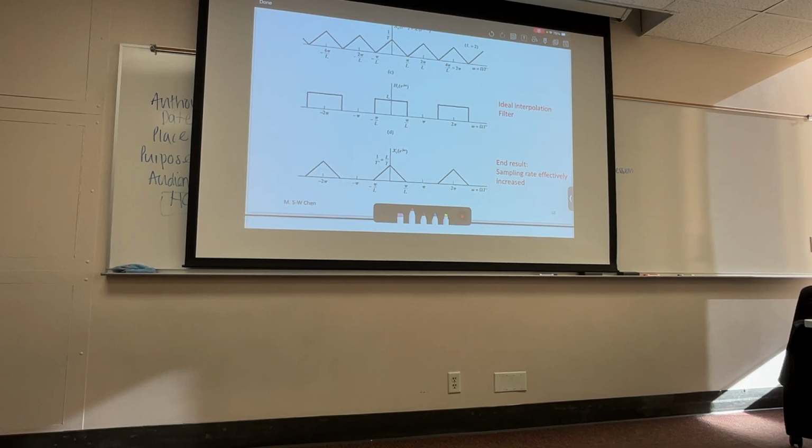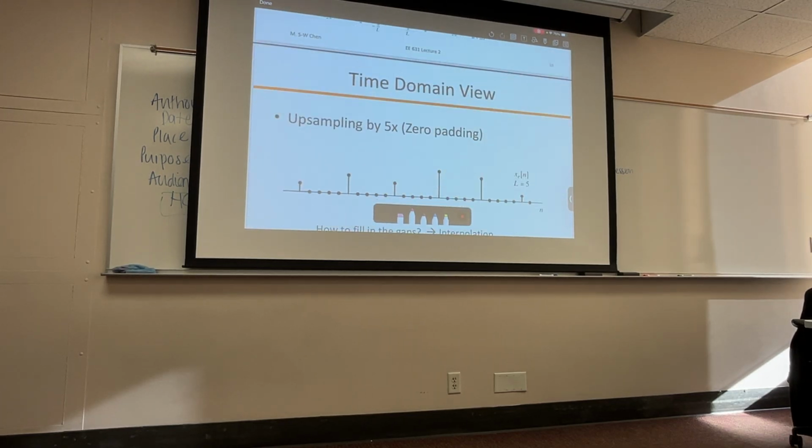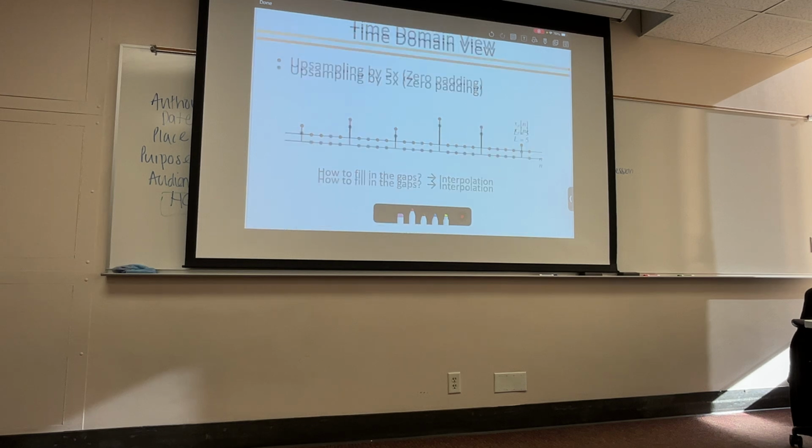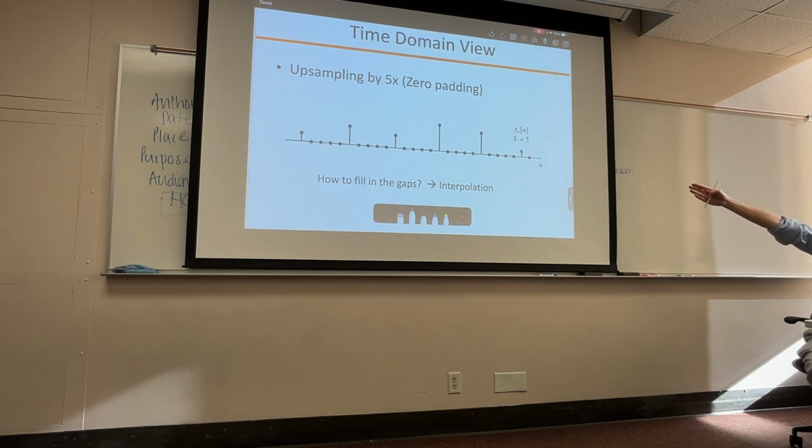So what does this ideal interpolation filter do? In the spectrum it is clear: we get rid of the unwanted copy. But let's look at exactly what it is doing in the time domain. This is the example again, upsample by 5. That's why you see 4 zeros in between the original samples. So far so good.